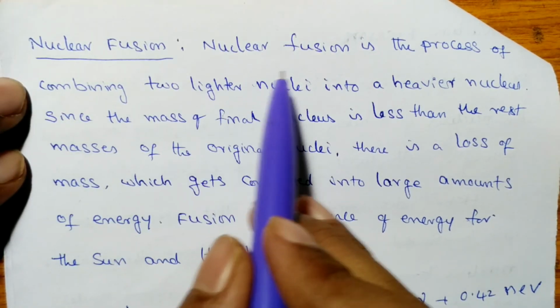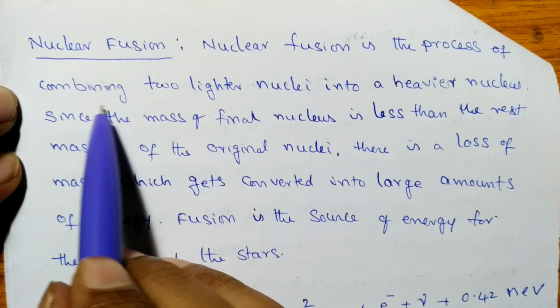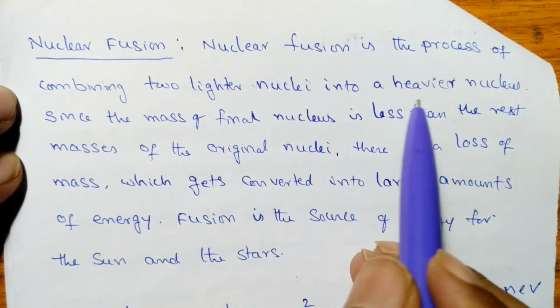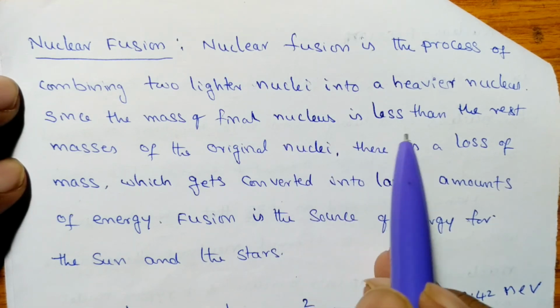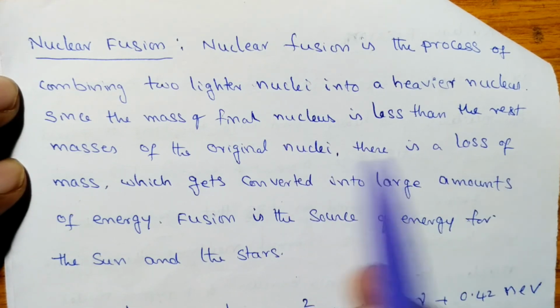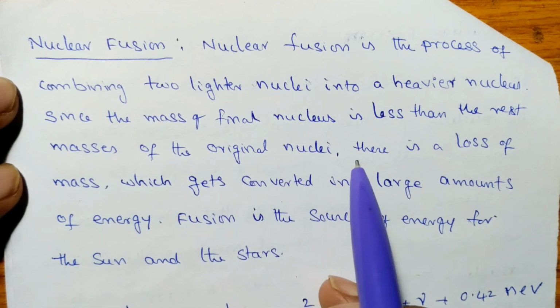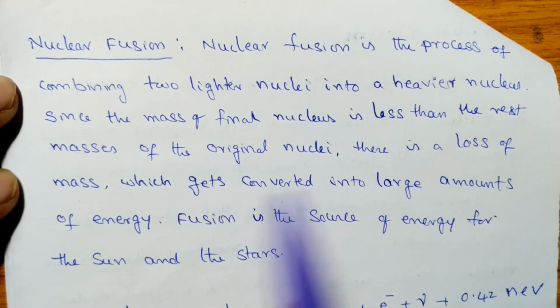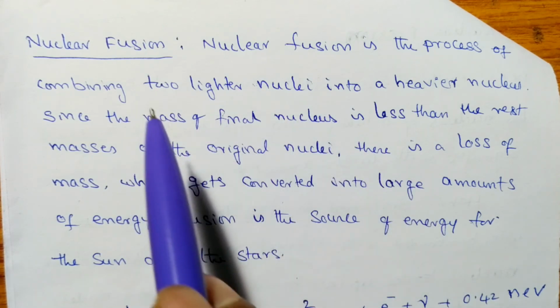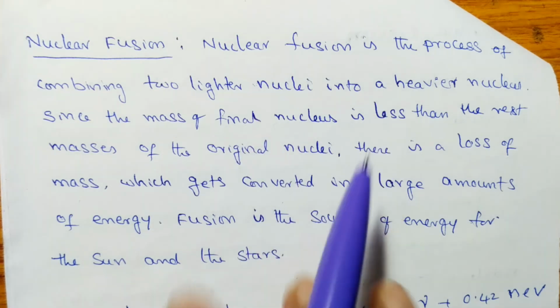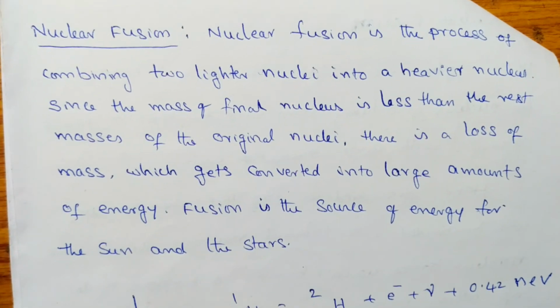Nuclear fusion. Nuclear fusion is the process of combining two lighter nuclei into a heavier nucleus. Since the mass of the final nucleus is less than the rest masses of the original nuclei, there is a loss of mass which gets converted into a large amount of energy. The fusion is the source of energy for the sun and stars.